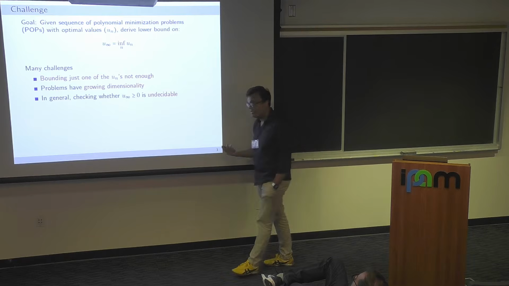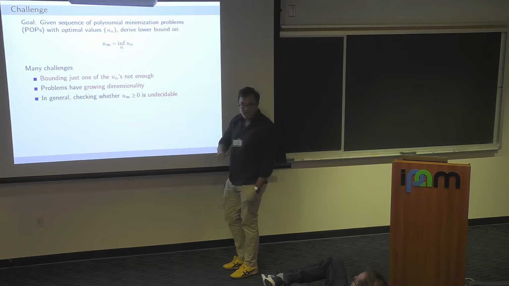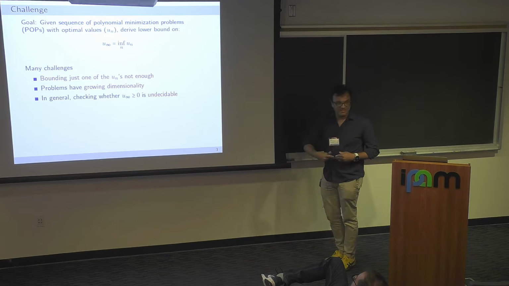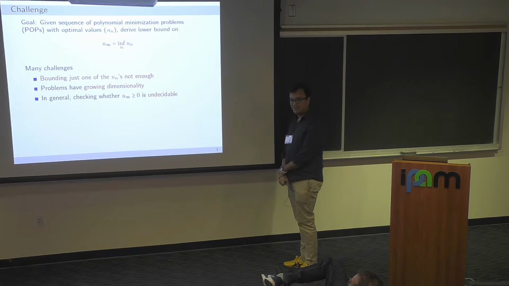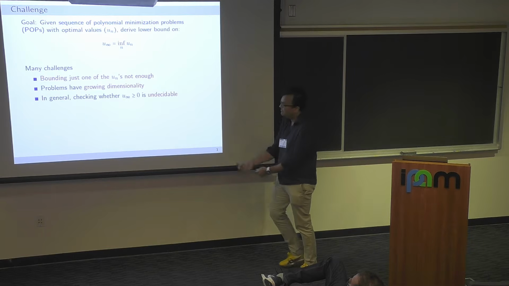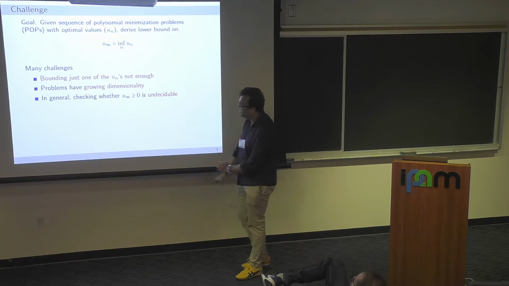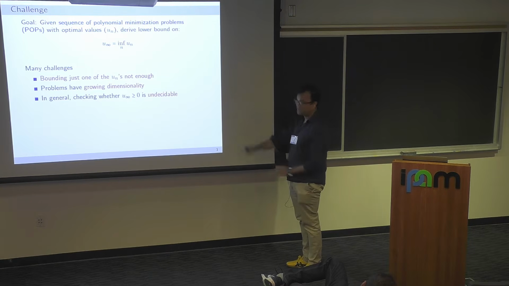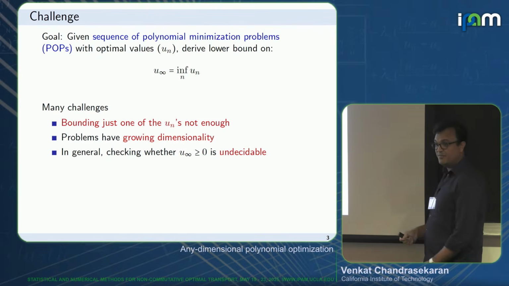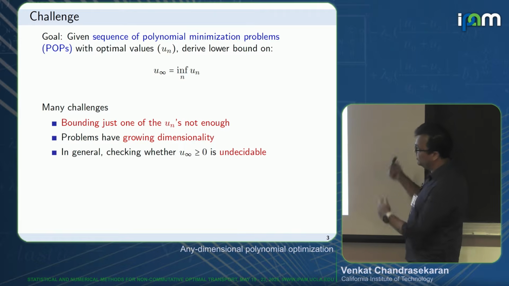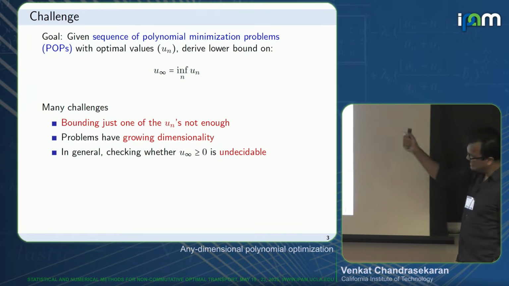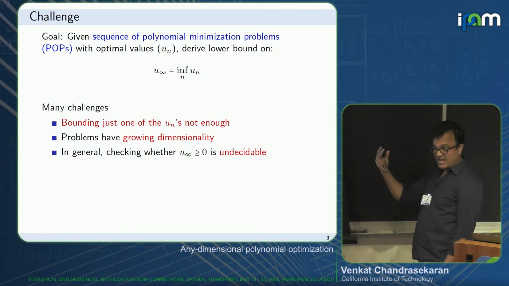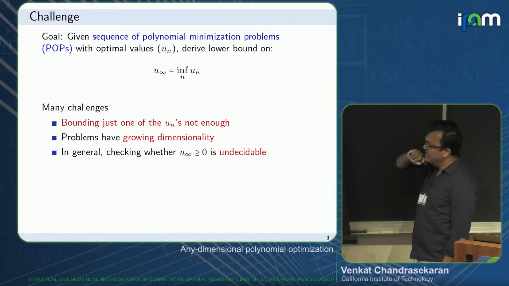In general, bounding just one of the U_n is not enough, because it could be the case that as you take larger and larger n, the optimal values keep decreasing. So just picking one n and producing a bound is usually not good enough. It's not good enough in each of the three problems I mentioned previously, and it will not in general be good enough. Another challenge is that the sequence of problems indexed by n has growing dimensionality. So they're growing in size.